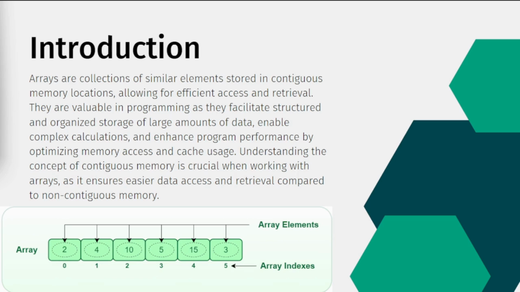One important concept to understand when working with arrays is contiguous memory allocation. Contiguous memory means that the array elements are stored in adjacent memory locations, which makes it easier to access and retrieve data. In contrast, non-contiguous memory requires more time and resources to access and retrieve the data.